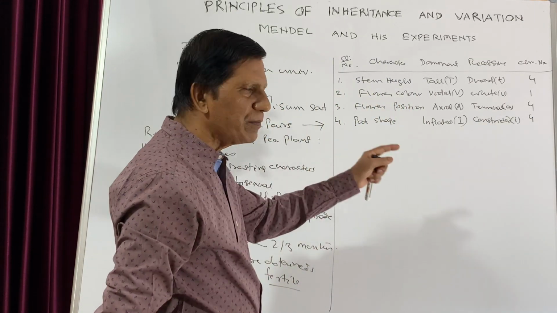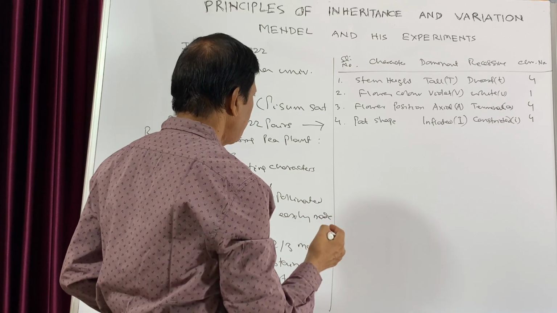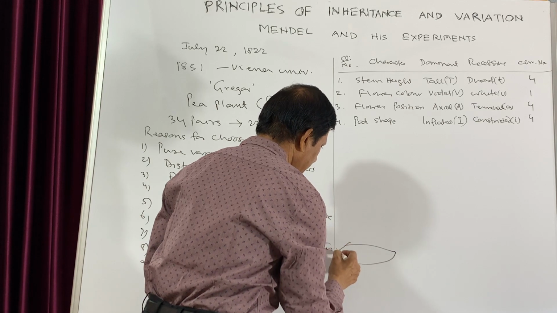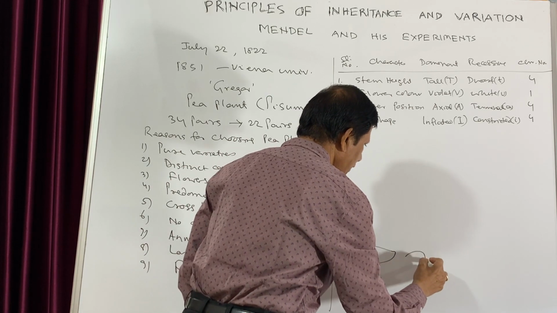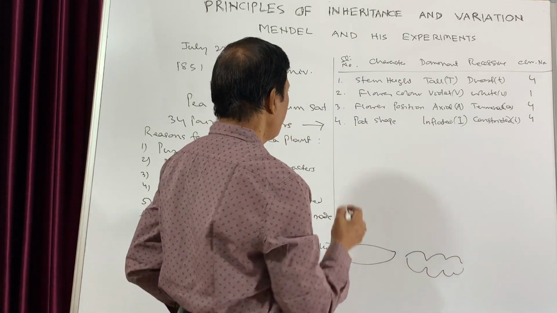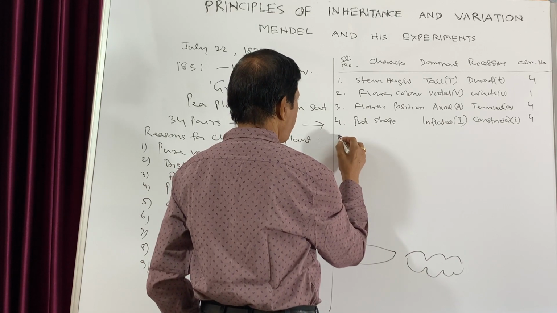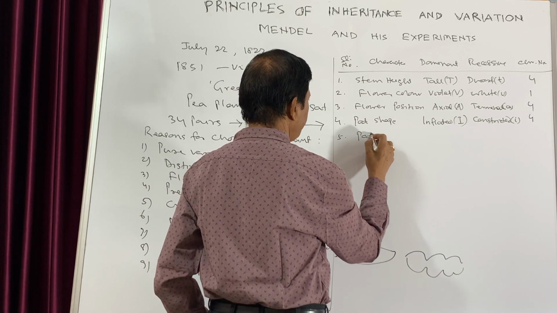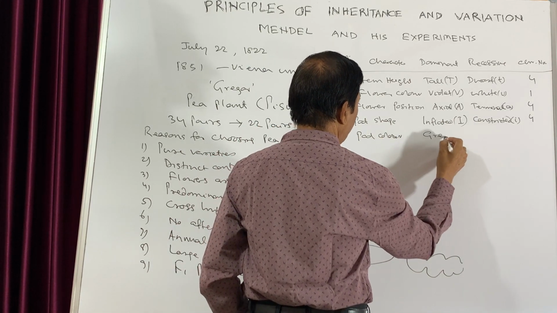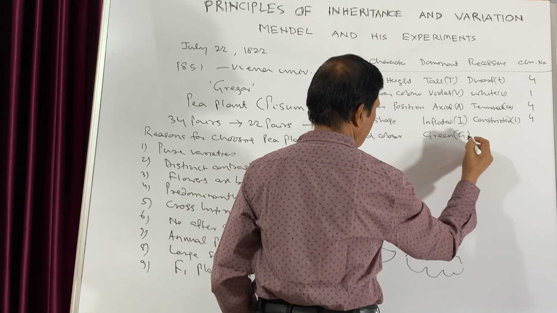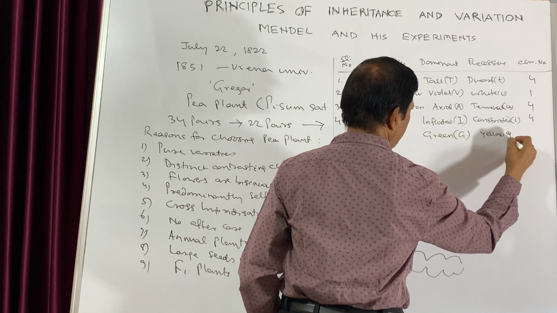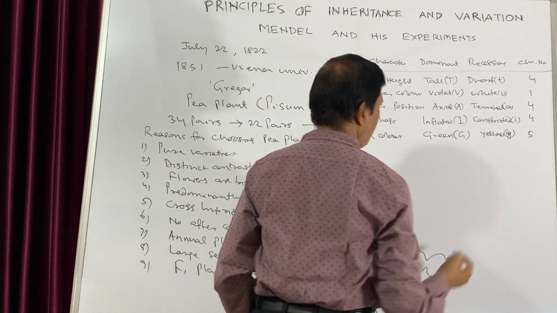So here the pod is inflated or constricted. Inflated means it is just like this, it is inflated, but constricted means like this, it is constricted. This is the difference. Then the next one is pod color. Pod color may be green, which is dominant, G, or it may be yellow, small g, and it is present in chromosome number 5.